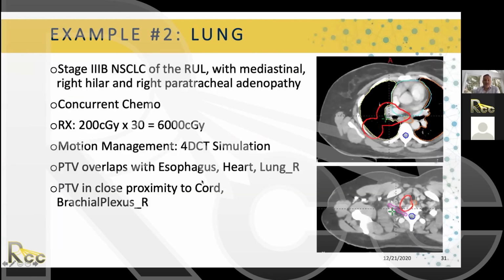The second example that I have here is a lung case. It's a right non-small cell lung carcinoma of the right upper lobe with mediastinal, right hilar and right paratracheal adenopathy. This patient has concurrent chemo. The prescription is 230. We did some motion management; this simulation was done with 4DCT. I'm not going to go into detail because I think you have had classes on that. The PTV overlaps with the esophagus and the heart, of course, and the right lung, and the cord and the brachial plexus are very close to the PTV.